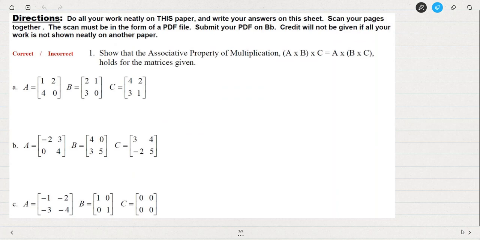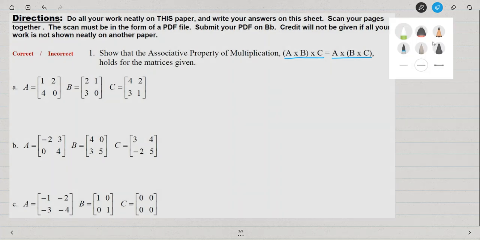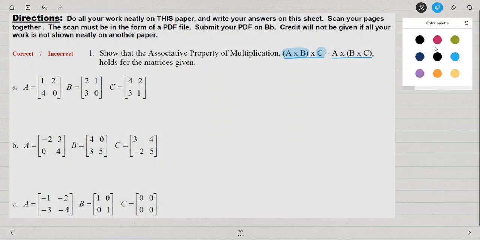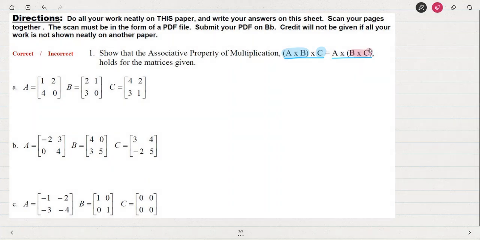So let's get started with this first example. The associative property would demonstrate that we can change the grouping of the matrices and that this multiplication still comes out the same, because of course you remember that the order of operations dictates that we would do whatever's in the parentheses first. So that would mean that we would need to do the A times B first, and then we'll take that result and multiply it by C. What we want to do is then do the B times C and see what happens if we multiply A times that B times C.